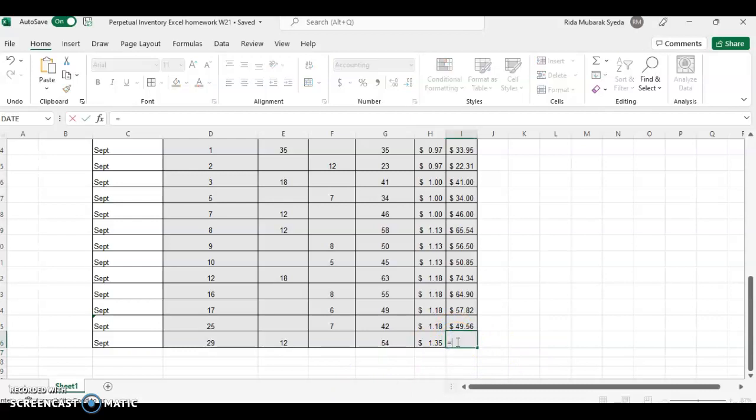So let's do the cell reference again, 54 times 1.35, and we get 72.72, but that's not what I have. I have 72.90. So we'll use the round up formula again. Round up, comma 2, close brackets, enter, and we get 72.90. And that's what we were looking for.